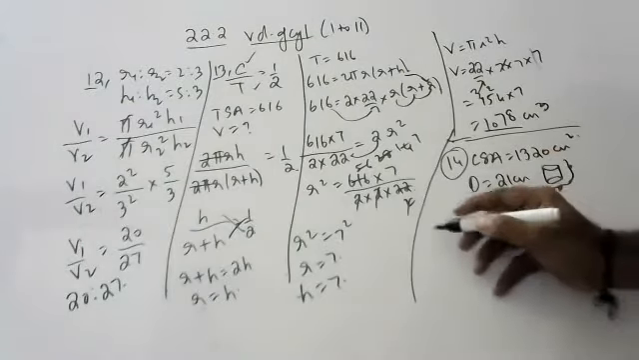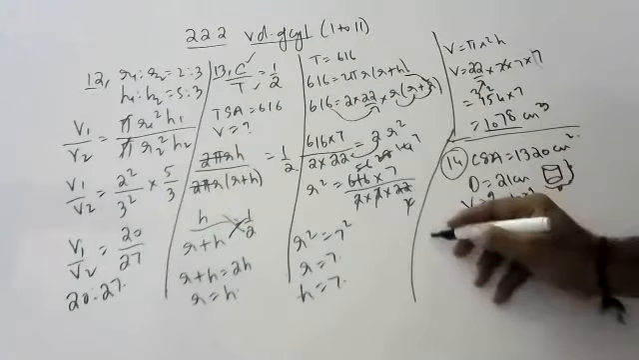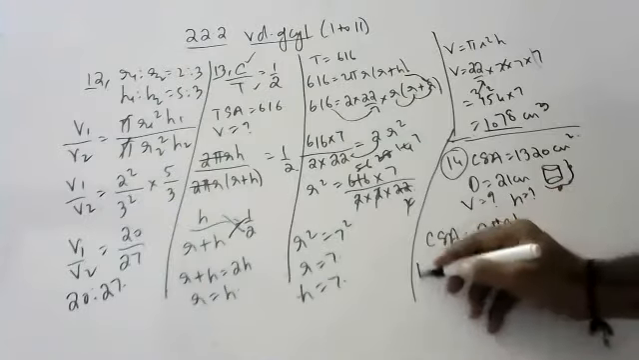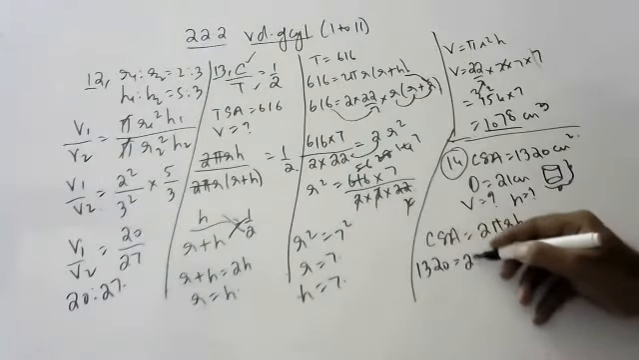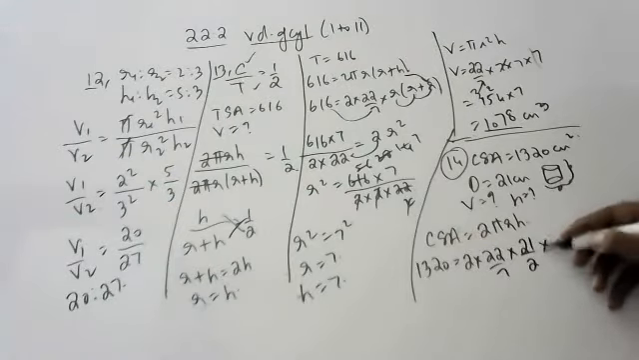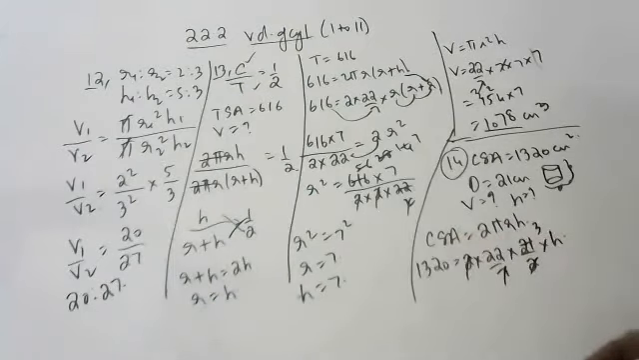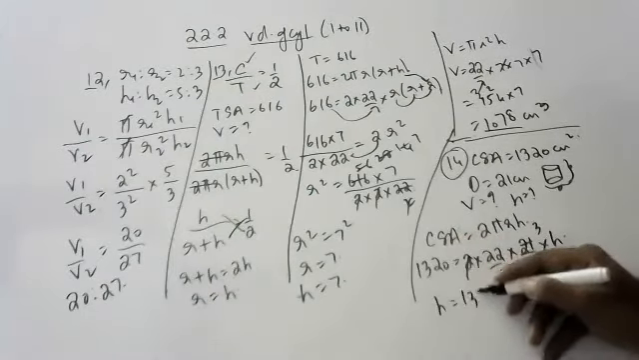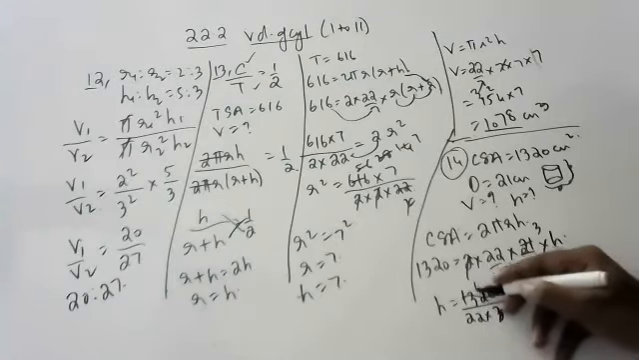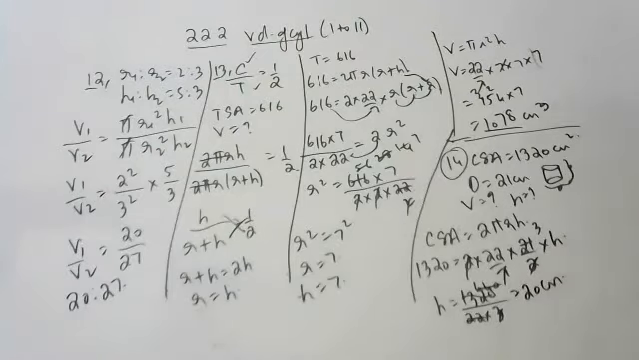So, sir, we need to find the height first. Very good. CSA is equal to 2 pi r h. 1320 is equal to 2 into 22 by 7 into 21 by 2 into h. Cancel 2, cancel 7, 3s are 21. So 1320 by 66 is equal to height. 22 into 3 is 66, so 20. Height is 20 centimeter.